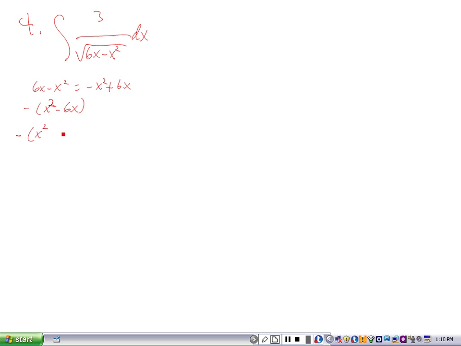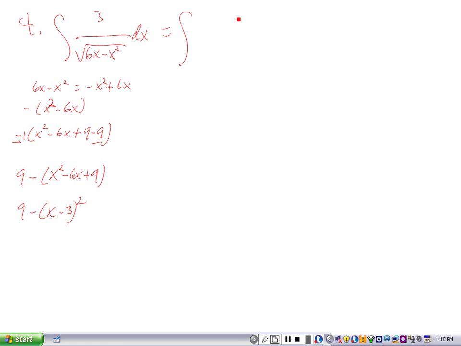Complete the square on the 6. Take half of 6, we get 3, and then we square that, we get 9, so we say plus 9 minus 9. Take the negative out. The negative 9 times this negative 1 would give us a positive 9 on the outside, so we have 9 minus x squared minus 6x plus 9. This is 9 minus x minus 3 squared.